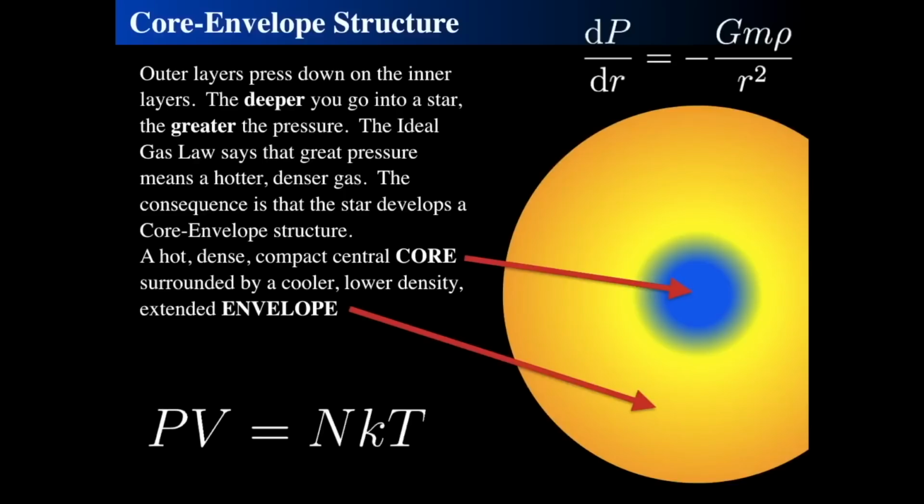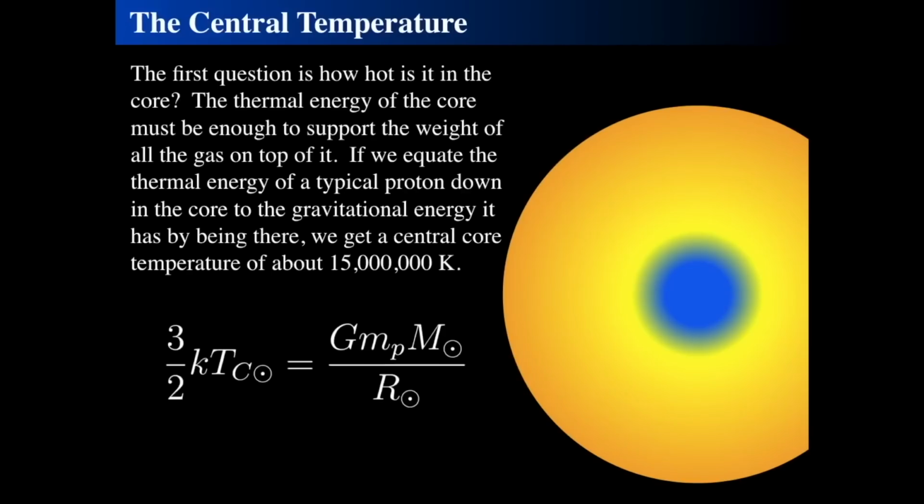All right, so let's take the ideal gas law and apply it to this core-envelope structure of a star, such as the sun. The deeper you go into the star, the greater the pressure. And the ideal gas law says that if you put it under pressure, then it must be hotter and hotter and hotter. So down in the core of the star, it's going to be extraordinarily hot, much hotter than the surface. And that's just what we expect. The central temperature is a really interesting question. What is the central temperature? How hot is it down there?